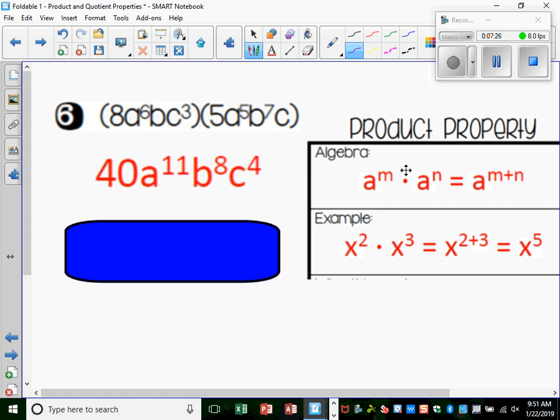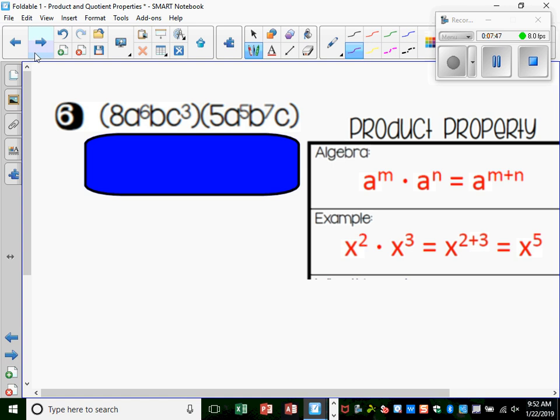All right, so we call that the product property. So keep in mind, when there's not an exponent, the invisible exponent is 1. Okay, the invisible exponent is 1. Every number and every variable technically has an exponent. Okay, so when it's invisible, it's 1.